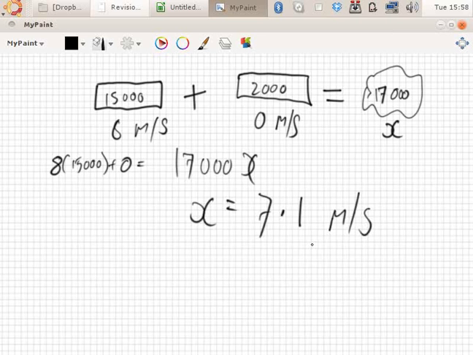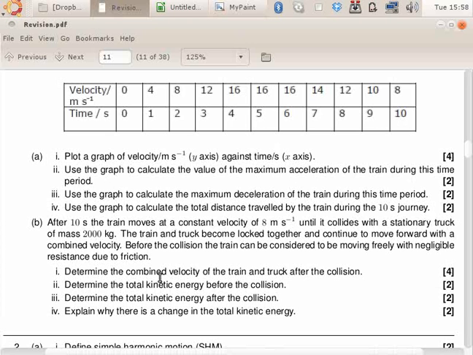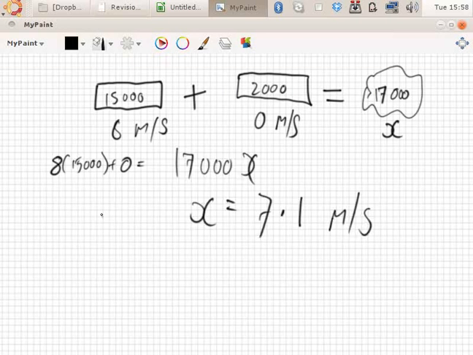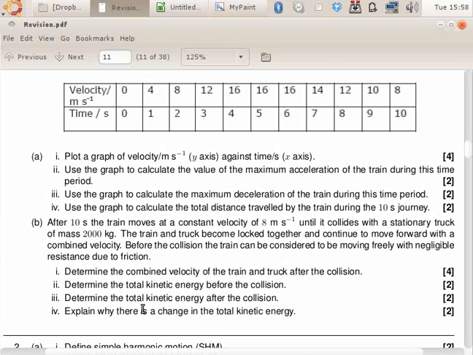Actually, let me look at what they actually ask. So first, find the velocity. Well, there you go. Part 2. We always ask kinetic energy: kinetic before, kinetic after, and the change. Look at that, 6 marks, okay?